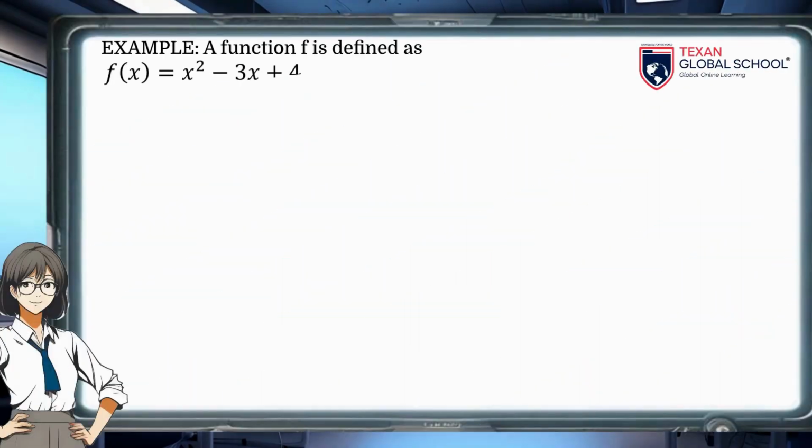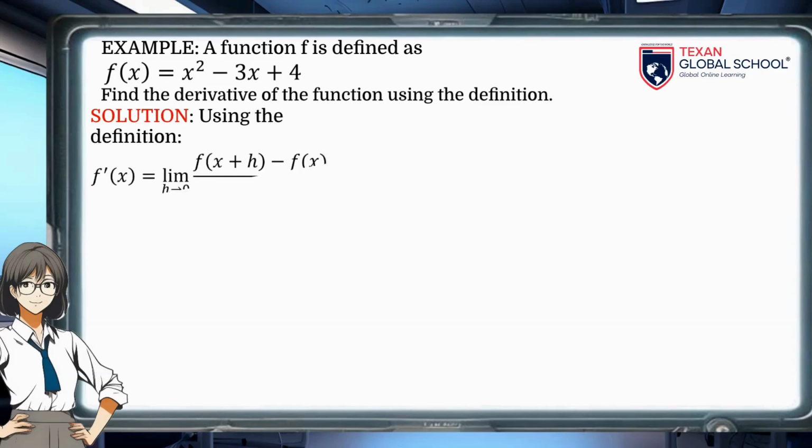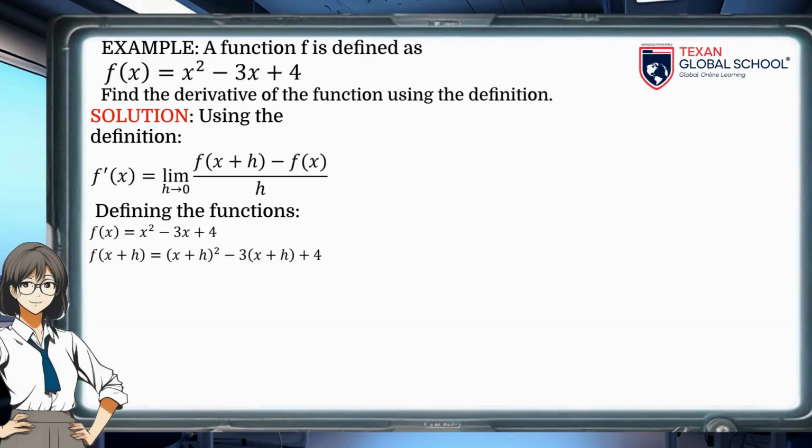A function f is defined as f of x equals x squared minus 3x plus 4. We will get the derivative of the function. We will use the definition demonstrated as it is on the board. As we can see, f of x is already given, so we will get f of x plus h by simply substituting x plus h into f of x. We get x plus h squared minus 3 times x plus h plus 4.